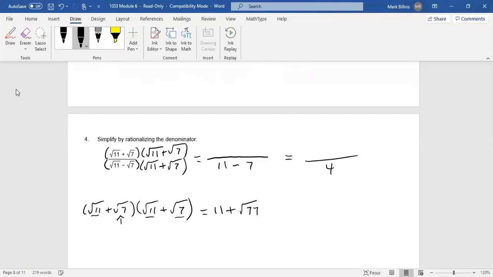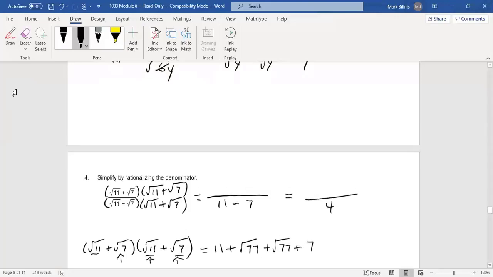Next, I'm going to take square root of 7 times both. So this positive square root of 7 times positive square root of 11, again, is positive square root of 77. And then I multiply positive square root of 7 times itself, which, remember, removes the radical sign. So when I worked out the numerator, I got 11 plus the square root of 77 plus the square root of 77 plus 7.